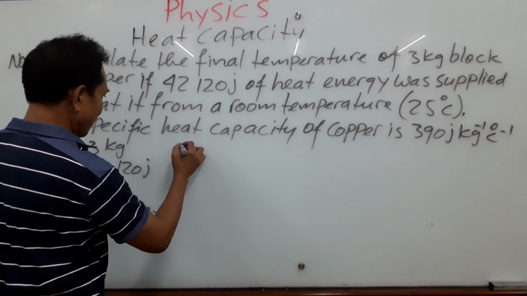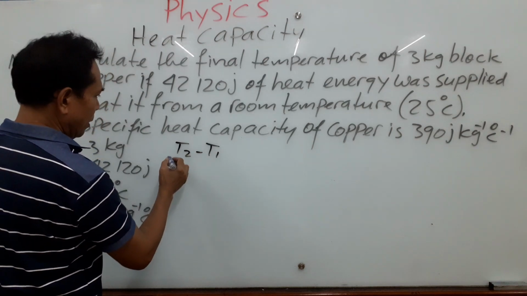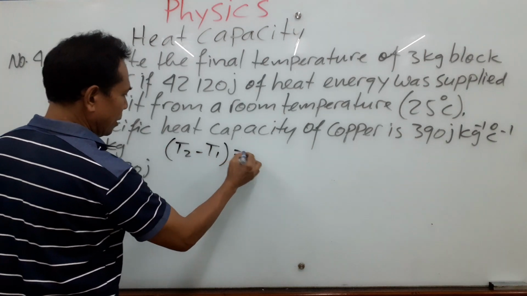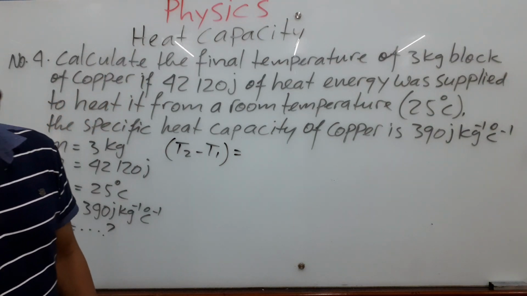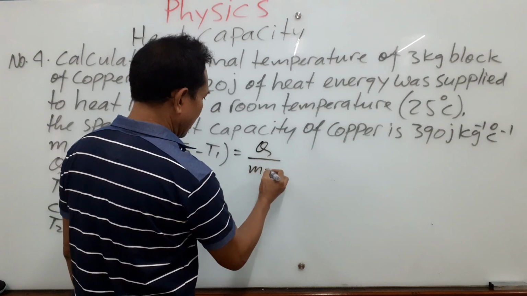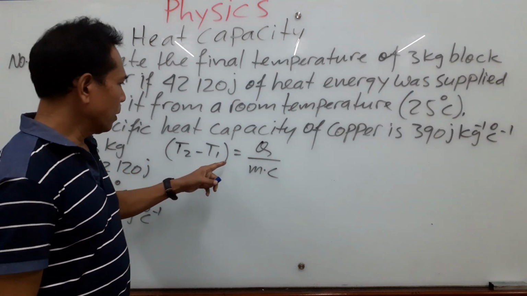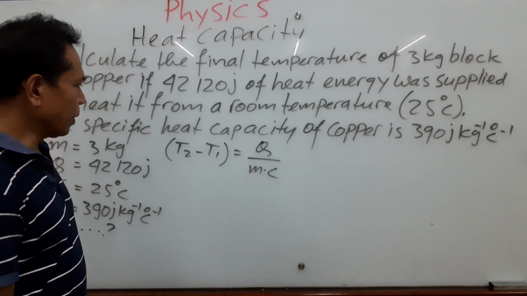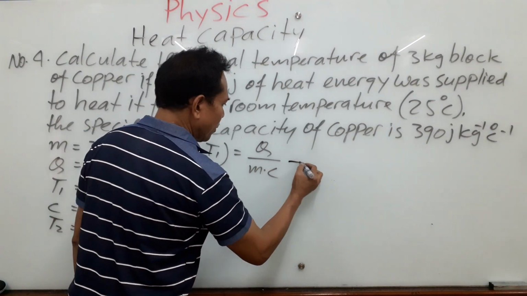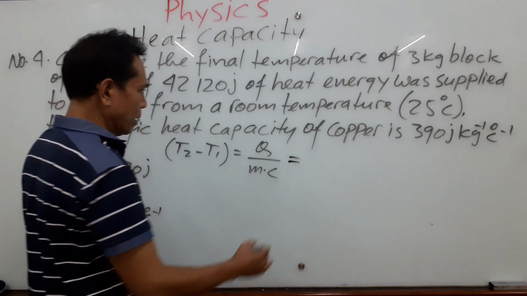So we put here T2 minus T1 equals, okay, we want to make sure that it's correct, Q over M times C. Okay, T2 minus T1 equals Q over M times C. Okay, we can continue from here. What is Q? The Q is 42,120.